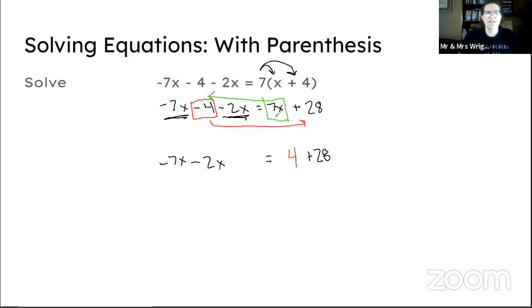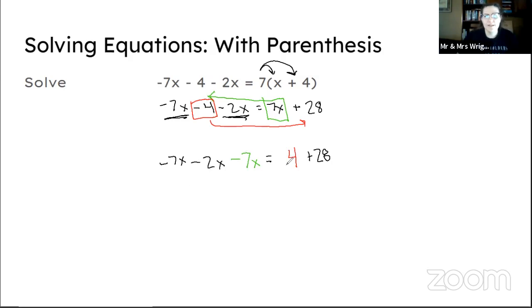All right, so now let's pick up the green pen. We're going to move 7x from the right to the left. So when I do that, when I switch sides, I have to switch signs. Right now, my 7x is positive. So on this side, I'm going to have to write it as a negative 7x. Okay. So then we continue on as normal.